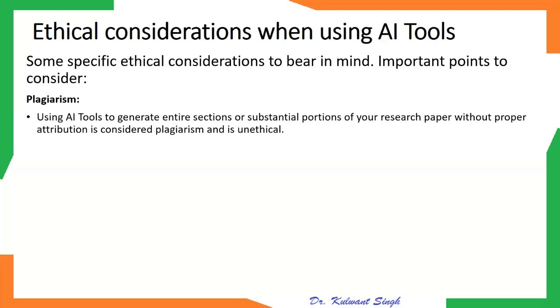You can go through this particular message, that using AI tool to generate the entire section or any portion of your research paper without proper attribution is considered plagiarism and unethical. Suppose I generate a paragraph or any information using any tool. When we check, it is under 1 or 2% similarity. It never means that it is not plagiarism.